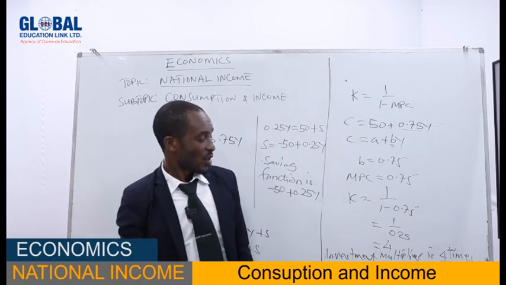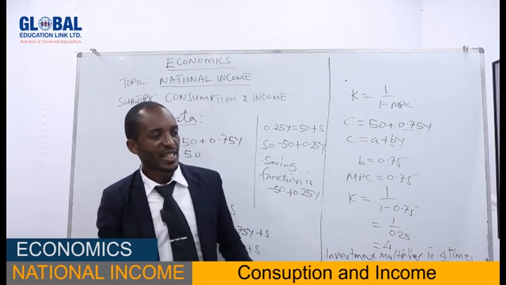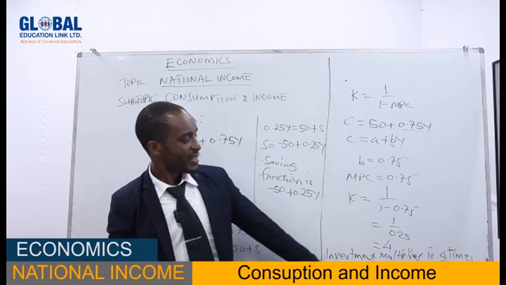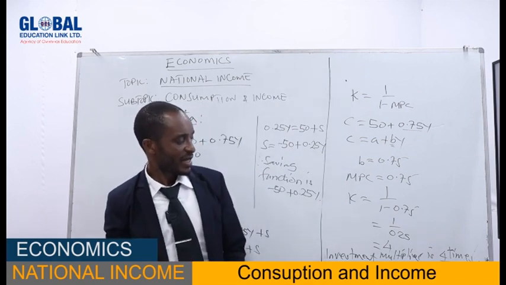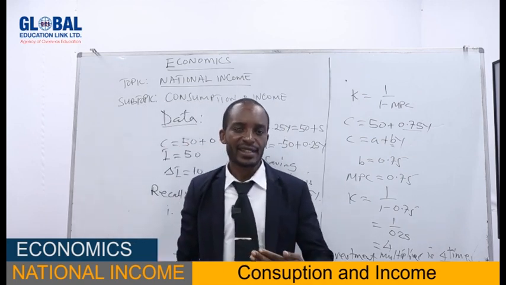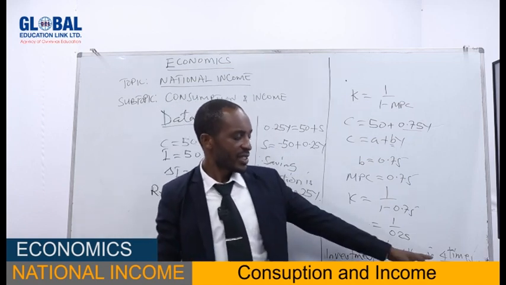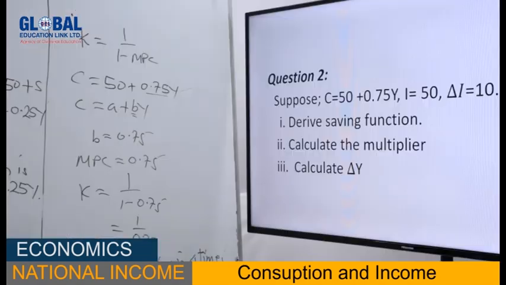It means when the investment changes, the income will change 4 times. Okay? When investment increases or decreases, the income will change 4 times. Now, Roman 3, we are asked to calculate the change in national income.